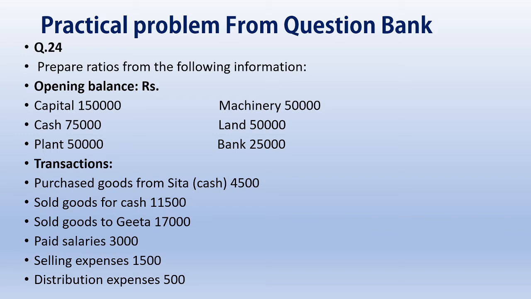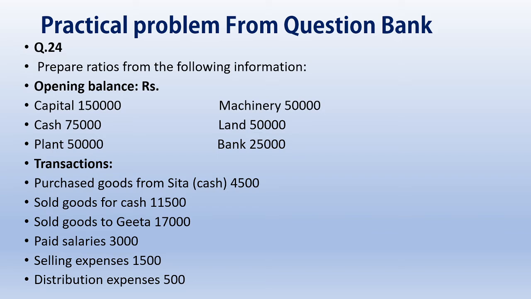Now the transactions. Purchased goods from Sita for cash: the entry is purchase account debit to cash account. We have to create the purchase account. Sold goods for cash: cash account debit to sales account. Cash is already created by Tally, so we have to create the sales account. Sold goods to Geeta: Geeta account debit to sales account. Sales is already created, now we have to create the Geeta account.